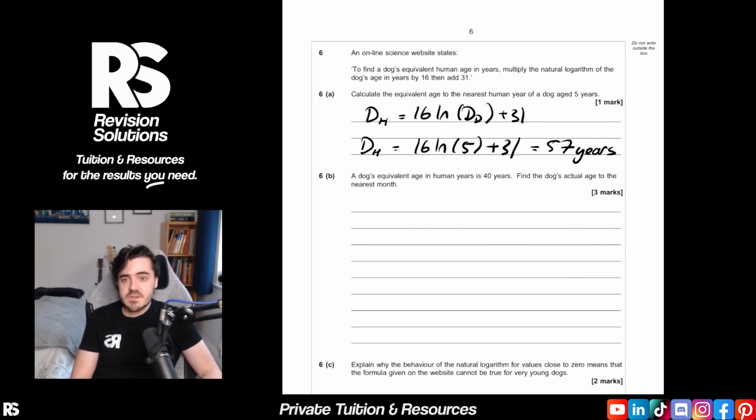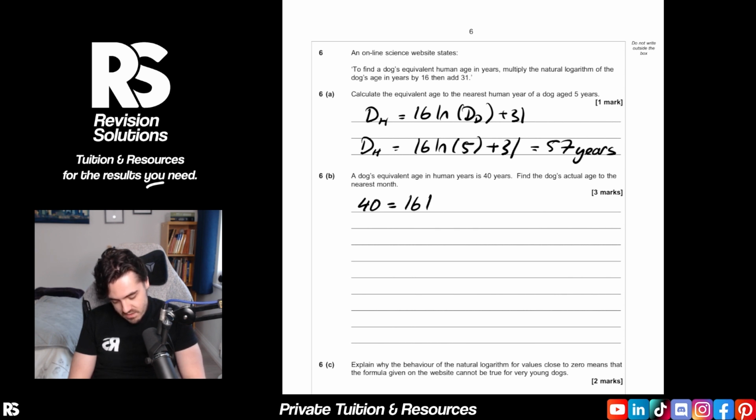Then part B says a dog's equivalent age in human years is 40 years. Can we find the dog's actual age to the nearest month? So we're going the other way now. We're going to say the dog's age in human years is 40, and that's equal to 16 times the natural log of the dog's age in dog years plus 31. So I've got a logarithmic equation to solve.